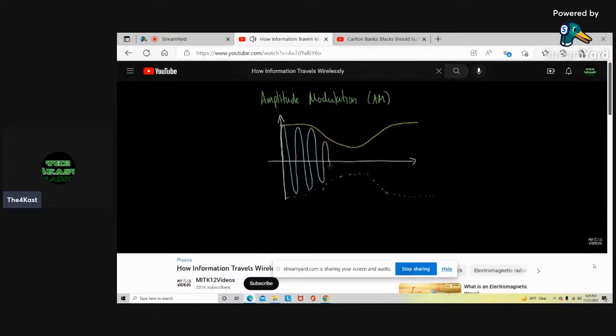What I'm going to do is I'm going to send you this wave where I change the wave based on the signal that I want to send you. So wherever the signal is low, I make the amplitude of my wave low, and wherever the signal is high, I make the amplitude of my wave high.